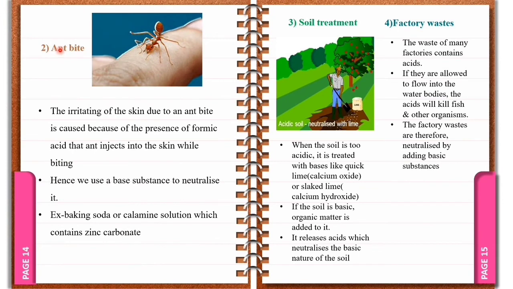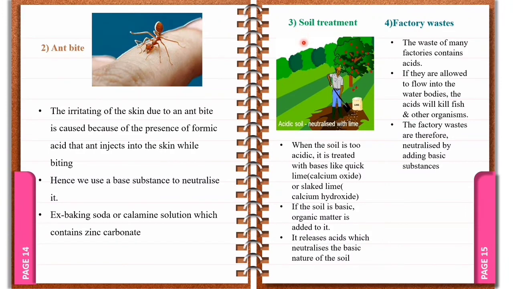Second one, ant bite. Ant contains formic acid. The irritating of the skin due to an ant bite is caused because of the presence of formic acid that an ant can inject into our skin while biting. Hence, we have to use a base substance to neutralize it. To the affected area of an ant bite, we can rub the affected area with the baking soda. Examples like baking soda and calamine solution.